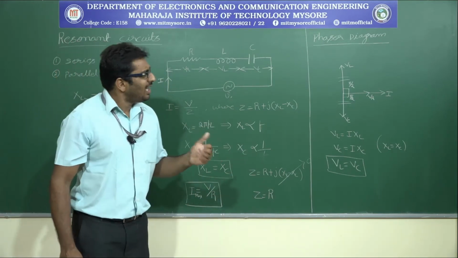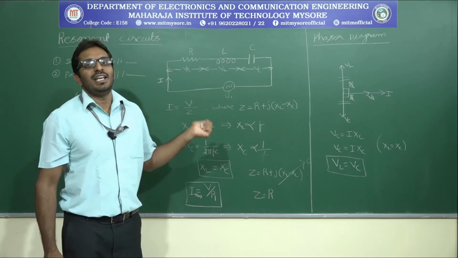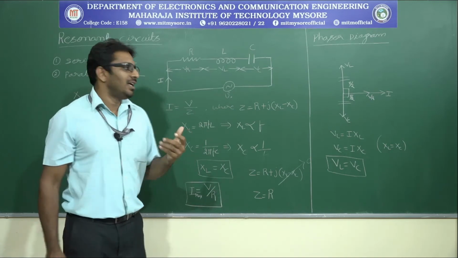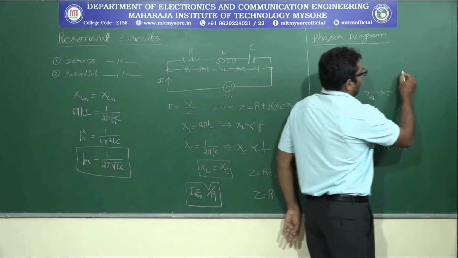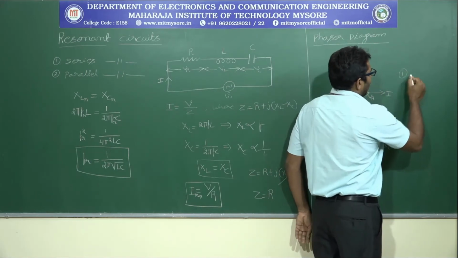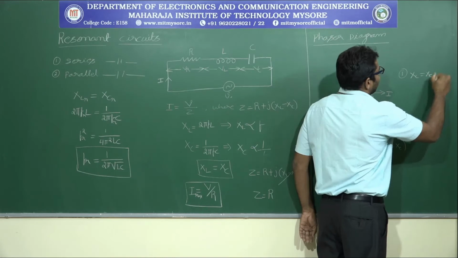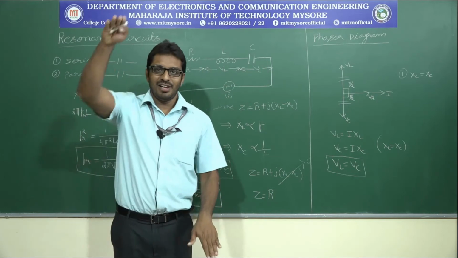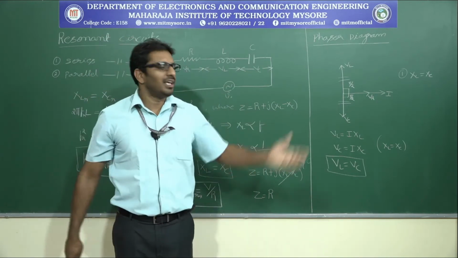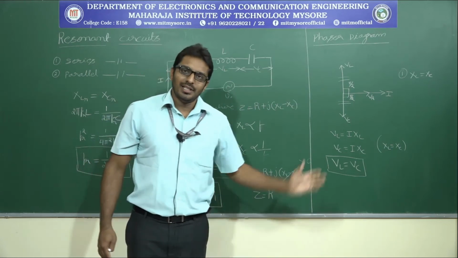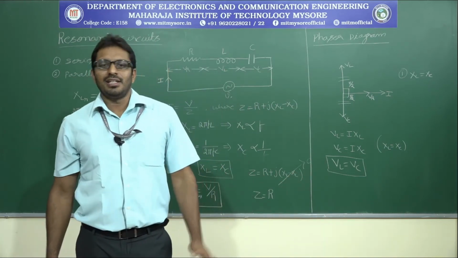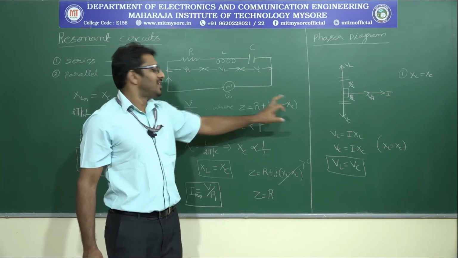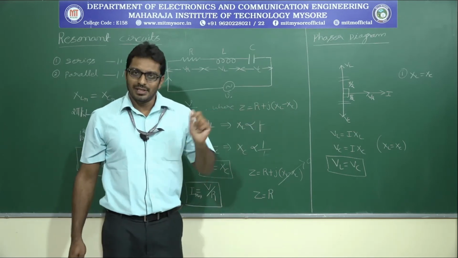Then what are the salient features of this series RLC resonant circuit? Let me list them one by one. First one is XL is equal to XC. This is achieved by varying the frequency. At a particular value of frequency, XL is equal to XC. Inductive reactance is exactly equal to capacitive reactance, therefore inductive reactance cancels the capacitive reactance. That's why Z is equal to R. That is the first one.